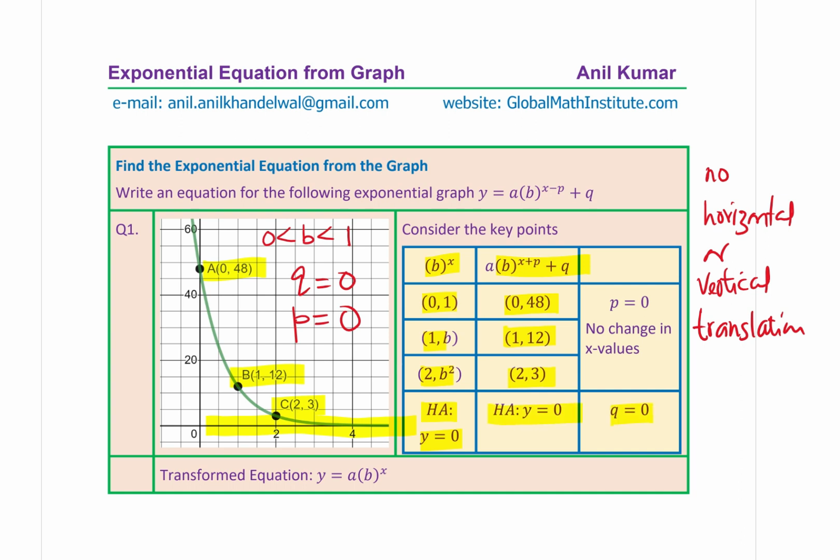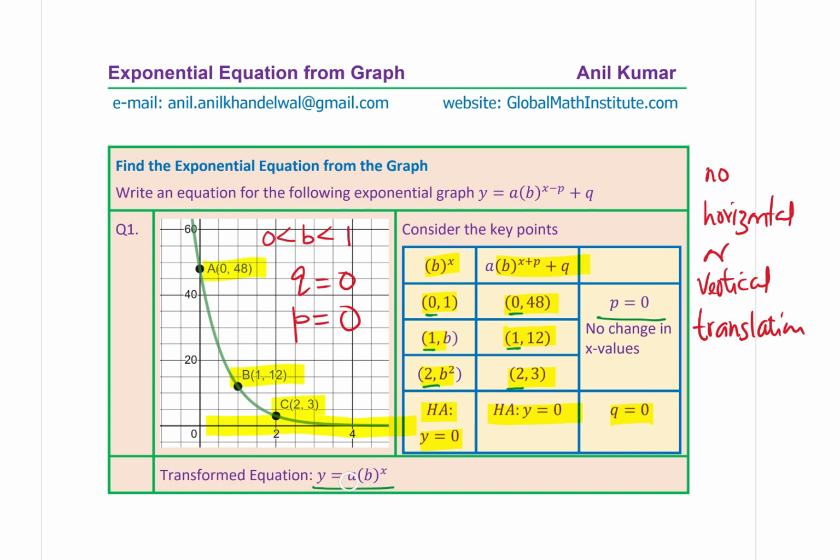Now that gives you the value of q as 0. Since the x coordinates are exactly the same, 0, 0, 1, 1, and 2, 2, that clearly means that there is no horizontal translation and so p is 0. Once we write that, we can say that the equation should be of the form y equals a b to the power of x. And now we can use any 2 points to find the value of a and b.